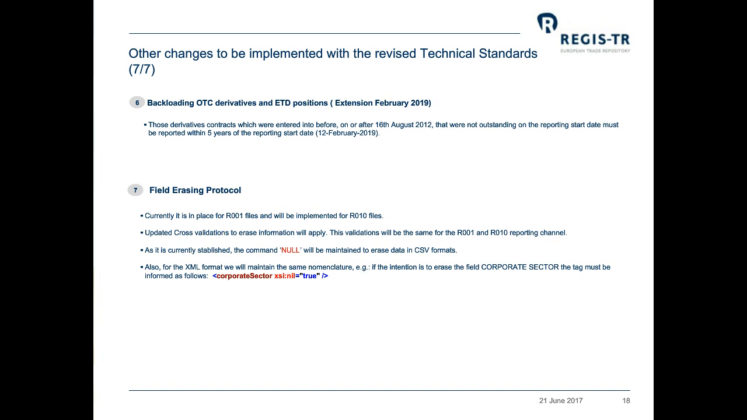In case there is any inconsistency between the information received by the R010 file, which is the authorized reporting entity CSV file, and the data reported by clients through the messages, then REGIS-TR will flag these trades. They are not going to reject these trades at the beginning, and we will inform the NCAs and ESMA of all of these flagged trades.